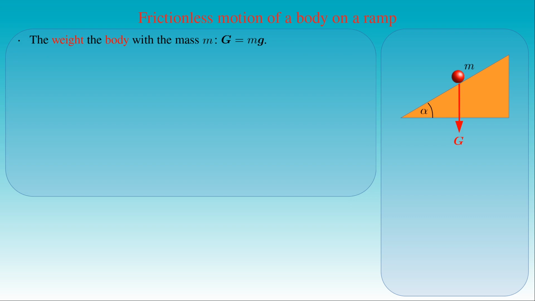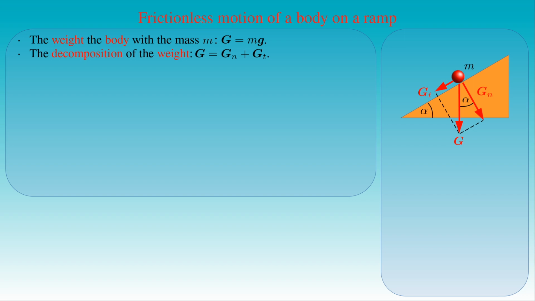In the first example, let us consider the forces acting on a body which is on a ramp with the angle alpha measured between the horizontal plane and the surface of the ramp. The weight G of the body is equal to the mass m of the body times the gravitational acceleration g, which points downward. We can decompose this force to the component Gn normal to the surface of the slope, and the component Gt tangent to the surface.